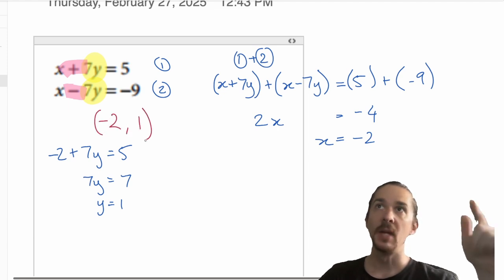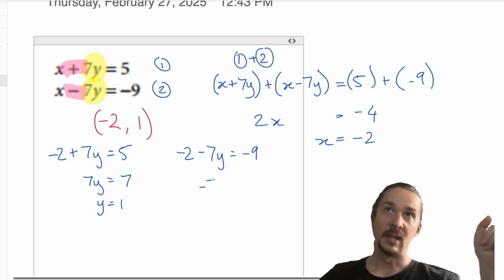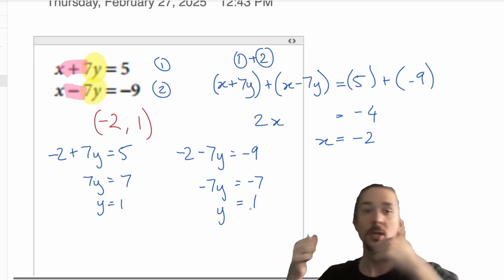negative 2, 1. But I'm going to take it a step further, and I'm going to double check. So I'm going to use the other equation here, negative 2 minus 7y equals negative 9, which means negative 7y equals negative 7, which again means y equals 1. Because these two match, that means we're on the right track.